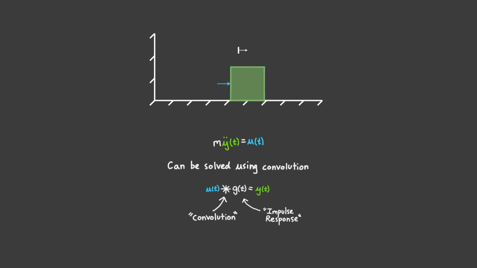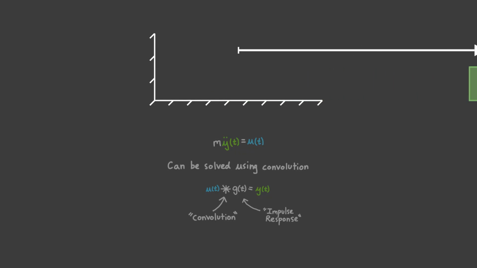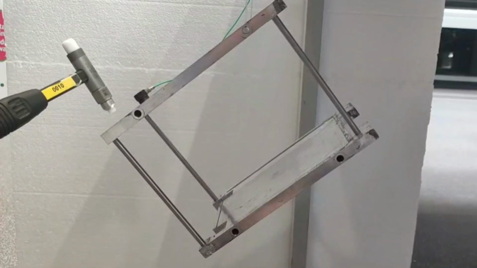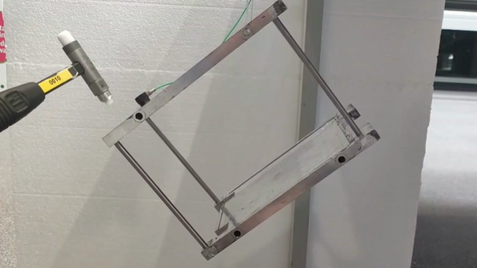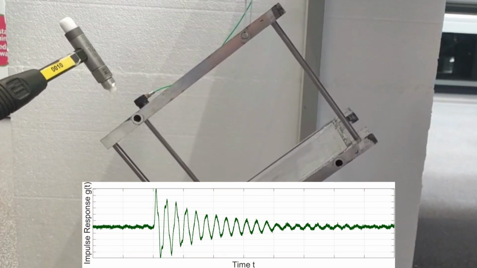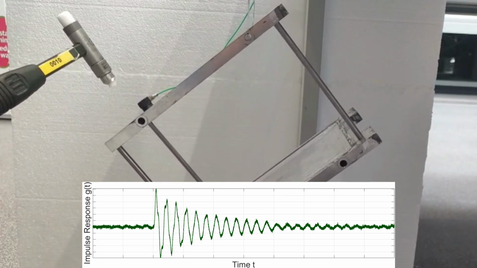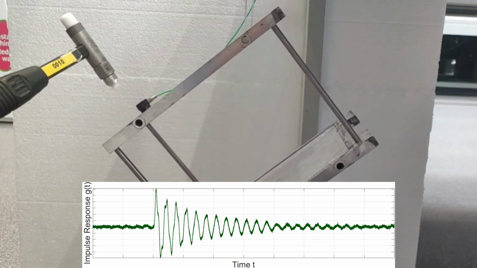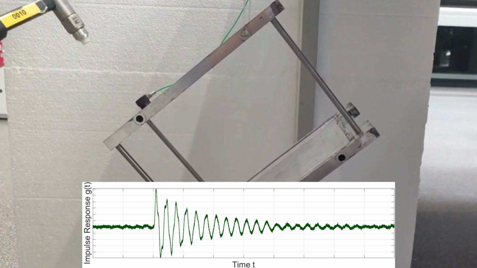It's what the output would be if we were to give the mass a quick whack with a hammer. In other words, if we set u of t to be this delta spike here, then whatever the output looks like will be the impulse response, g of t. And it's worth noting that different systems have different impulse responses. This system here, once tapped with an impact hammer, has an impulse response that looks like this. And so you can really think of the impulse response as something that contains key information about your system.